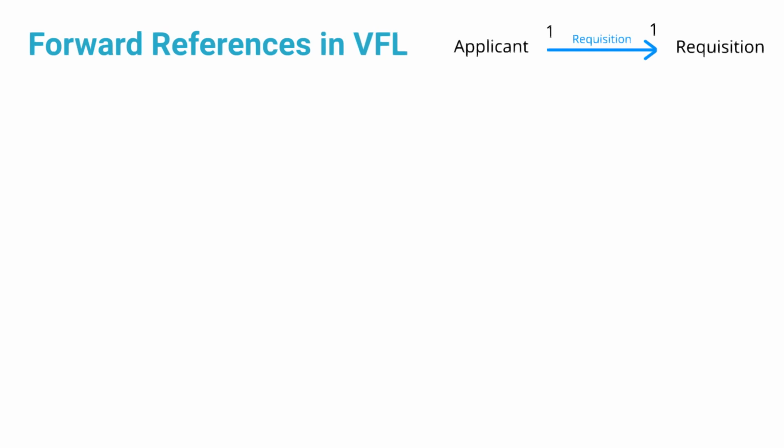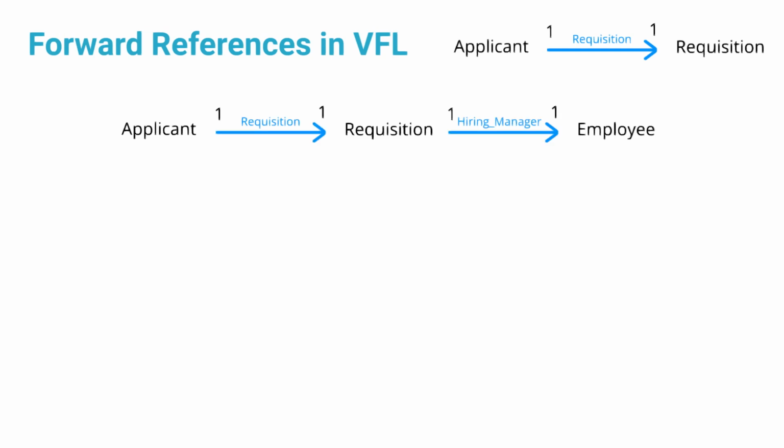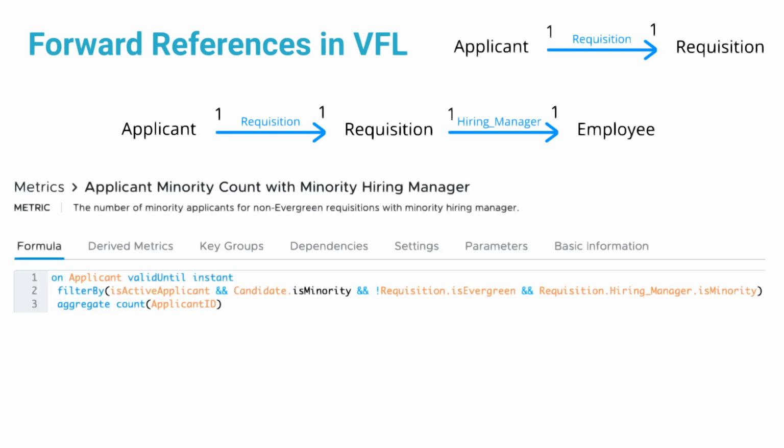One of the most powerful features of VFL is its ability to jump through multiple forward references, enabling deeper exploration of relationships. For example, let's expand the previous query to calculate the number of minority applicants for non-evergreen requisitions managed by a minority hiring manager. To do this, we'll make two jumps. First, from applicant to requisition, then from requisition to hiring manager.